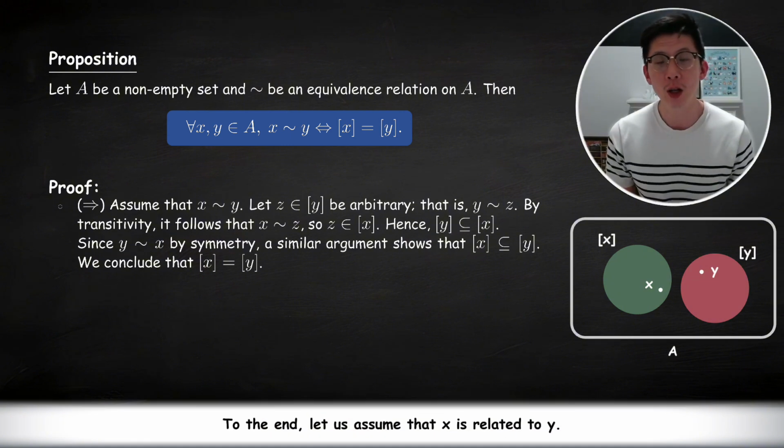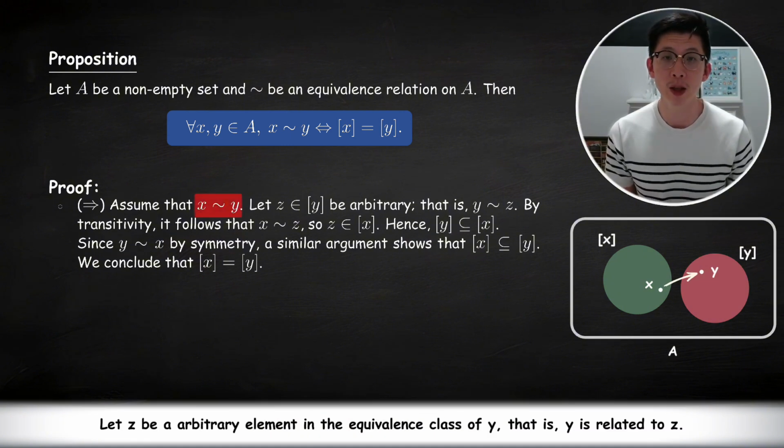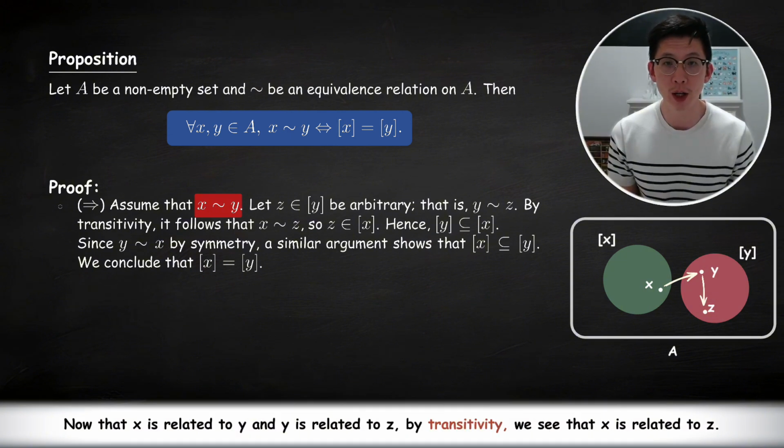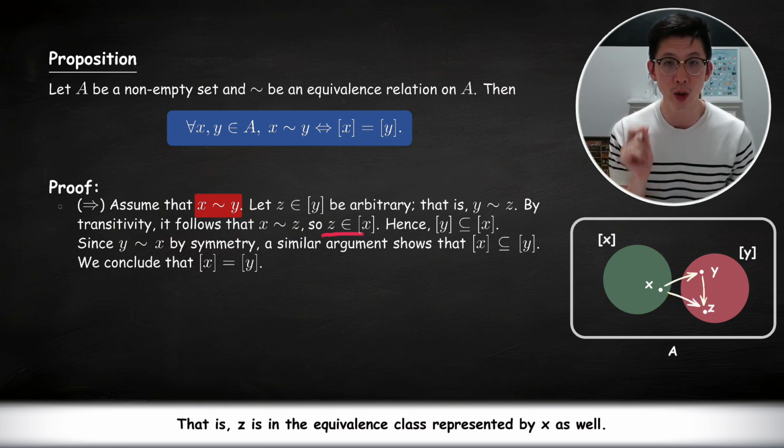To this end, let us assume that x is related to y. Let z be an arbitrary element in the equivalence class of y. That is, y is related to z. Now that x is related to y and y is related to z, by transitivity, we see that x is related to z. That is, z is in the equivalence class represented by x as well.